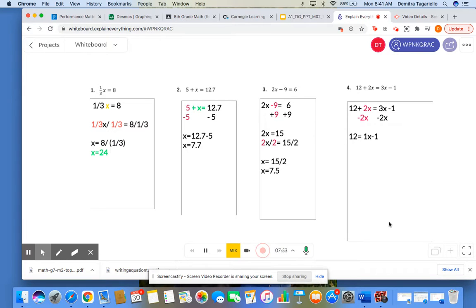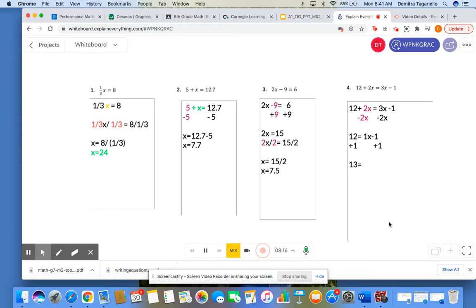Now I'm not done yet because I'm still noticing there's a minus 1 attached to the 1x. Remember, we're trying to solve for x, so we need to move things away from it. So that means I'm going to look at it, it's a minus 1, so the opposite of minus 1 is going to give me plus 1. So I'm going to add 1 on both sides, because what I do to one side, I have to do to the other. And then I'm going to combine 12 plus 1 equals 13, okay? Equals what's left over here.